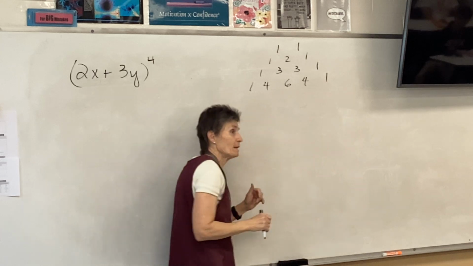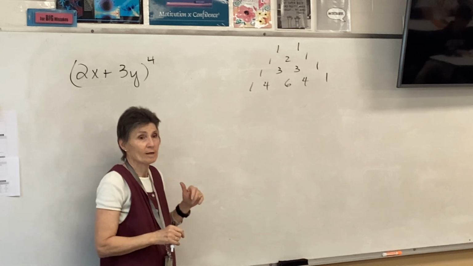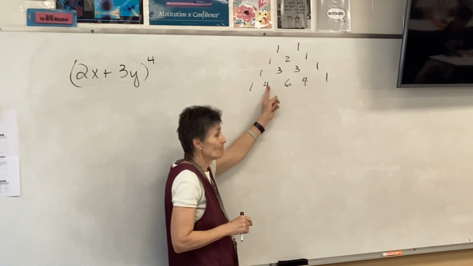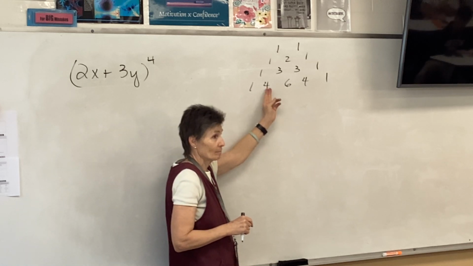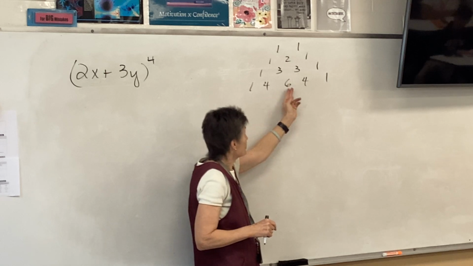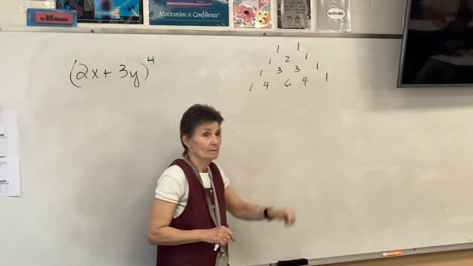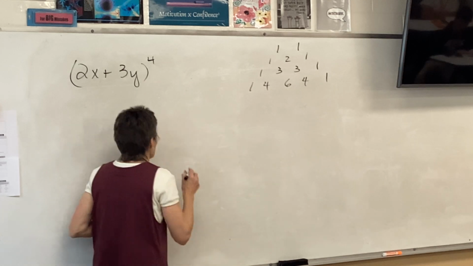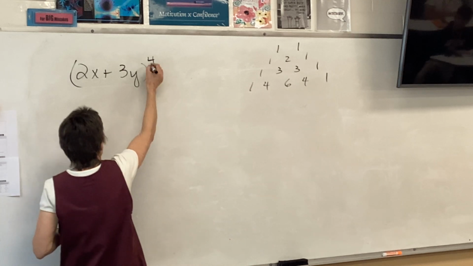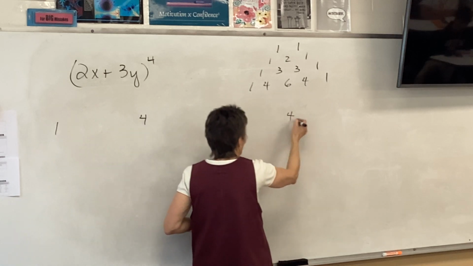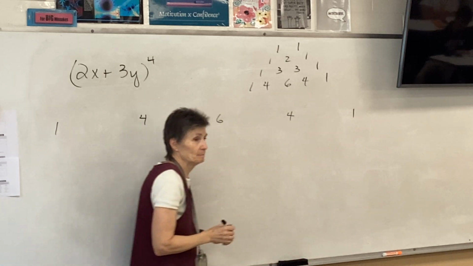I really don't want anybody memorizing Pascal's triangle. I want to make sure you know how to build it. Everybody see where this 4 came from? I added those two. I added those two. I added those two. Right? And that's the row I need. So that's the 4th row. So 1, 4, 6, 4, 1. There it is.